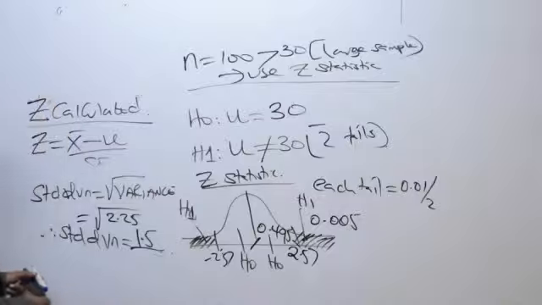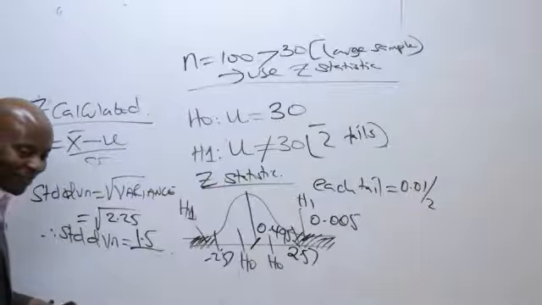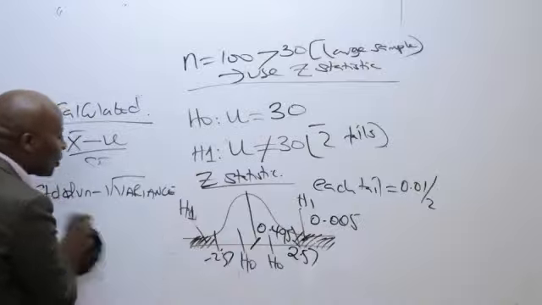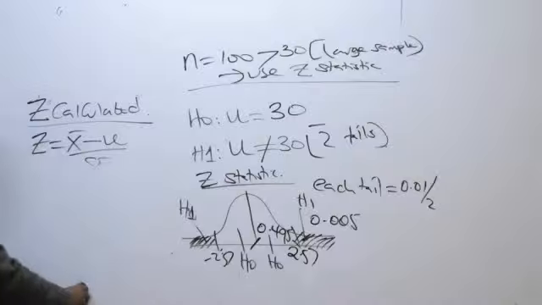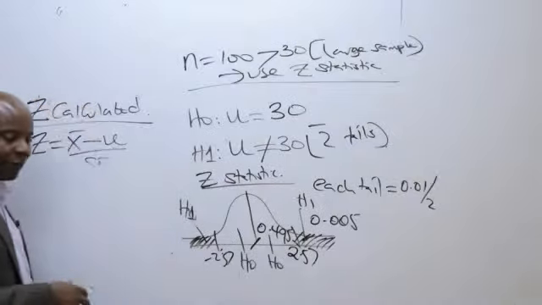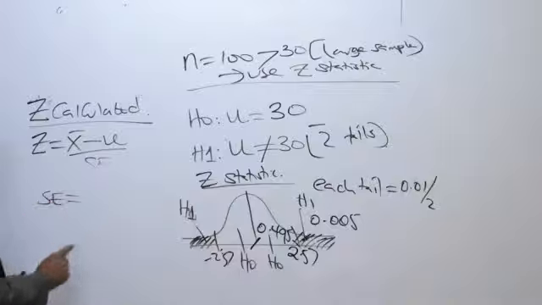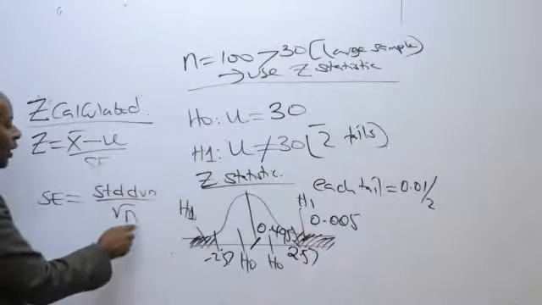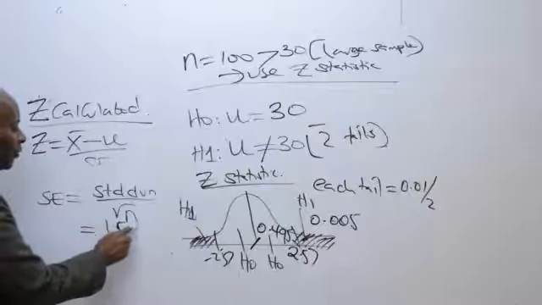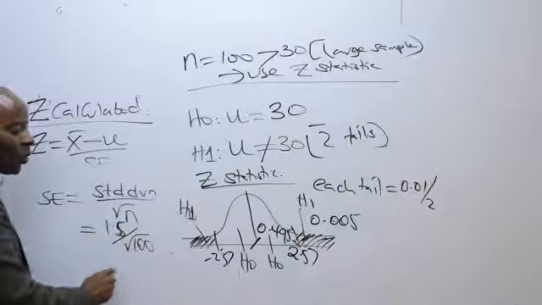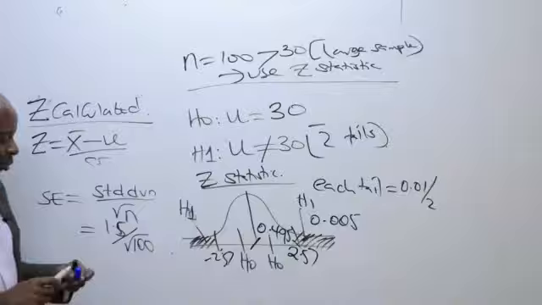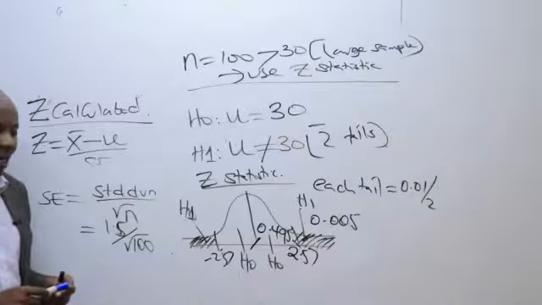Okay. So standard deviation is 1.5. Thank you very much. Now, ladies and gentlemen, having gotten that standard deviation, I know where I'm going to feed this. I want to get the standard error of my sampling. I know the formula. It is standard deviation divided by root of n. So it will be the 1.5 that you guys have given me divided by the square root of 100.